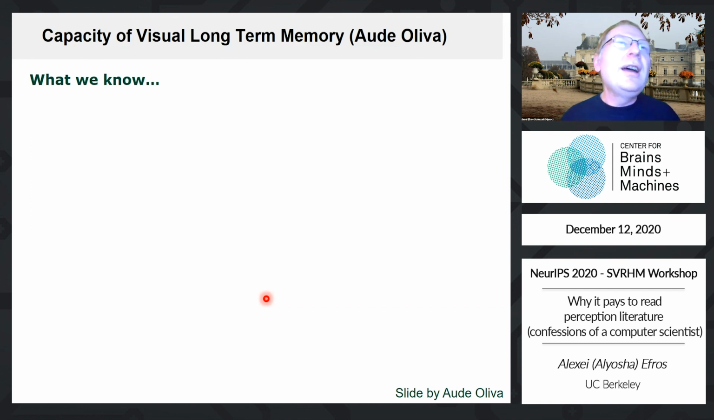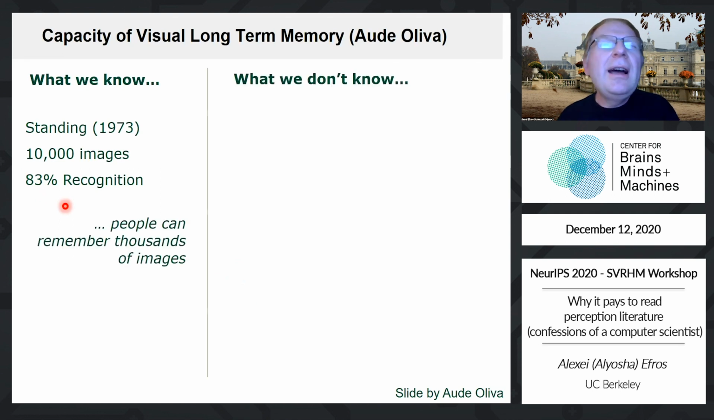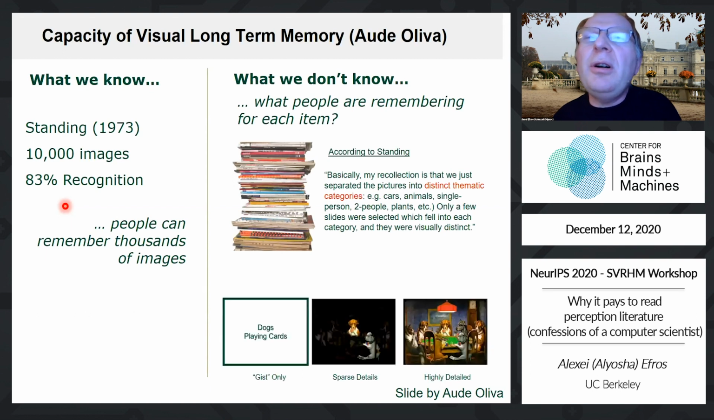beautiful, beautiful work. So, of course, in 1973, Standing already showed that humans have this amazing capacity for remembering images, something like 83% recognition of 10,000 images. Okay. But Standing did like forest versus beach, right? So it wasn't clear how much information was being stored in the memory. Is it just one label or is it like every pixel, right?